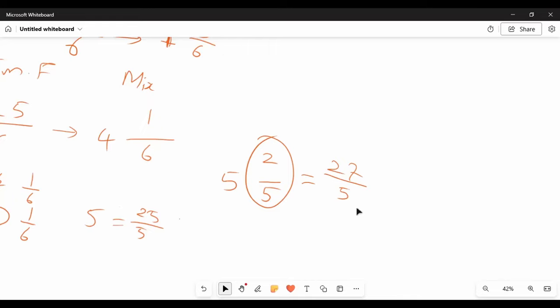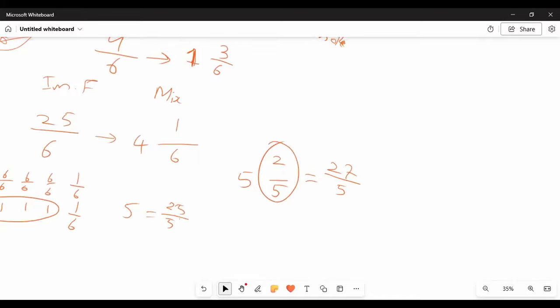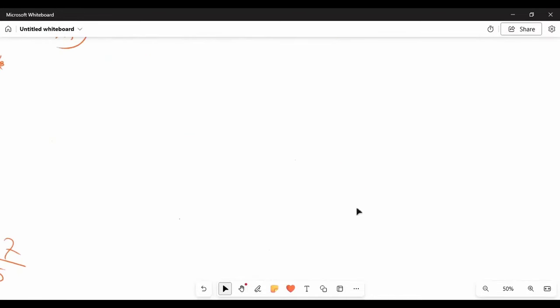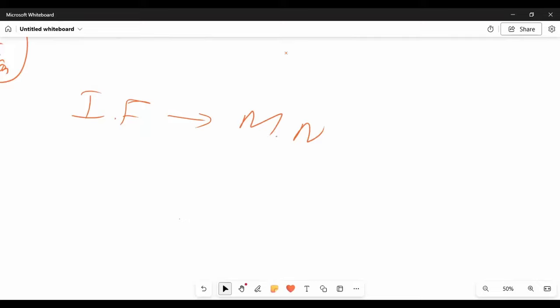Okay, great. And the next thing. Now, actually, I taught you all both the ways. Converting improper fractions to mixed number and mixed numbers to improper fraction. Let me show you.